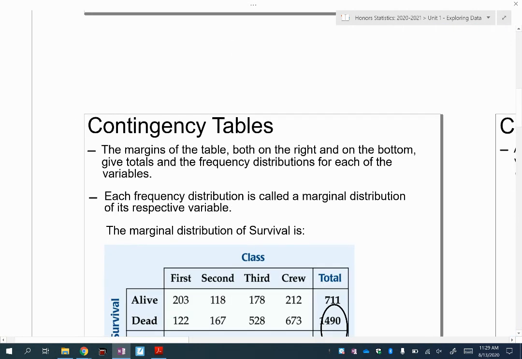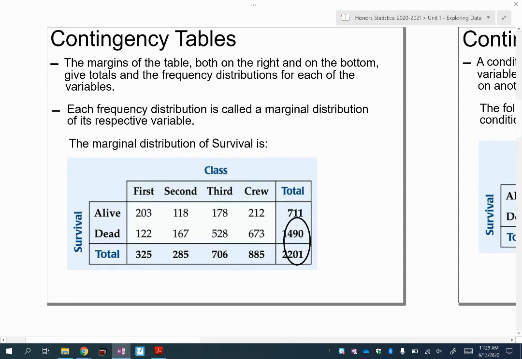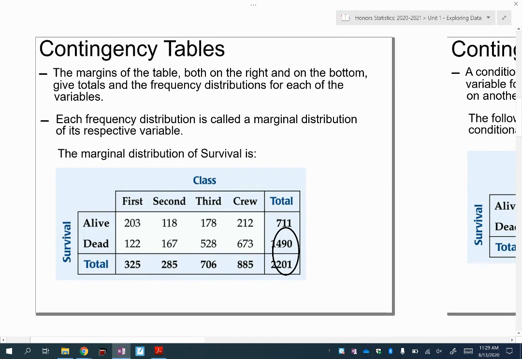Okay, so let's first talk about something called the marginal distribution. A lot of students are kind of stumped by this. It's a fancy phrase, the marginal distribution, but it literally just means take a look at the variable that they want to know the marginal distribution for, and just look in the margin. In this case, they're asking for the marginal distribution of survival, such as how many made it, so how many are alive, and how many died.